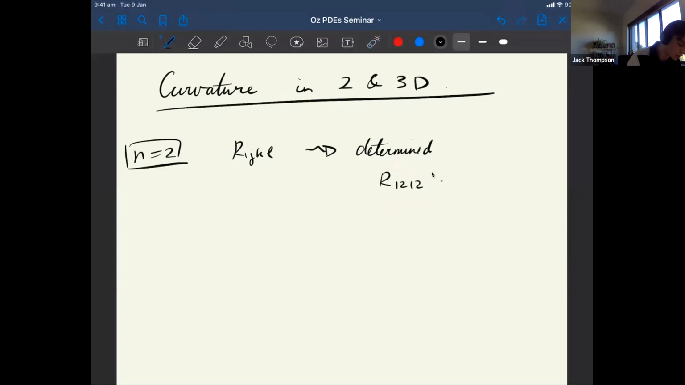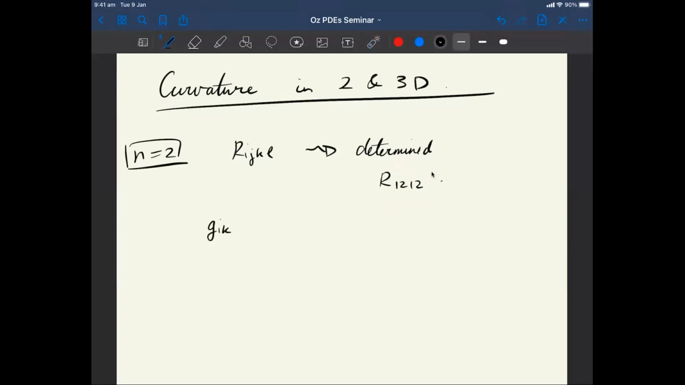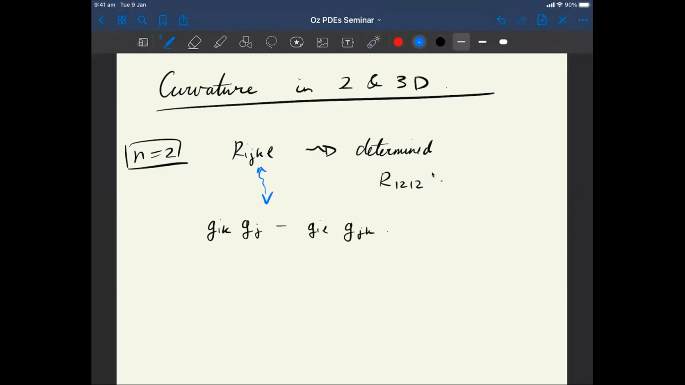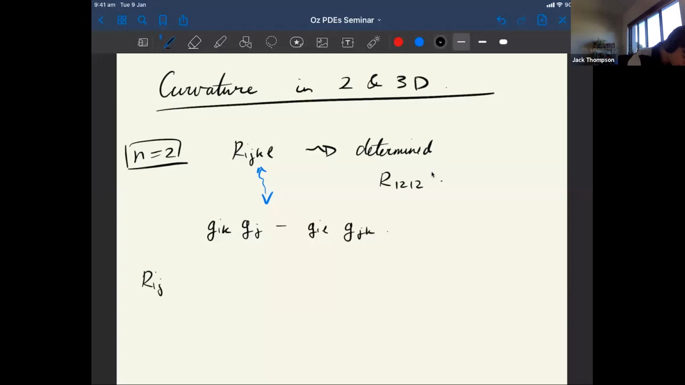Now, an example of such a tensor is the following. We can check that these two actually have the same symmetries. And what this means is that up to a function multiple, they're the same.